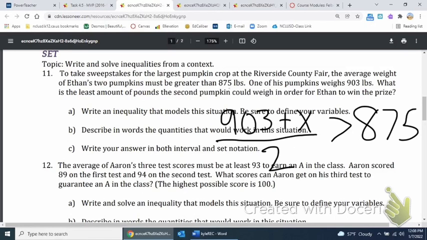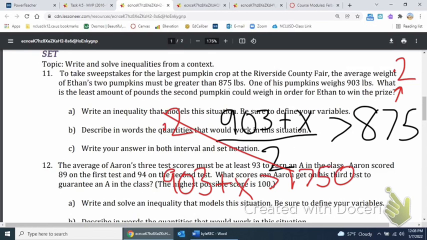Okay, so we have a problem like this with the fraction. How do we get rid of the bottom? Multiply. Multiply by it. So we want to do the left side times 2, and then the right side times 2 also. So on the left, those are going to cancel. And then we'd be left with just 903 plus X is greater than, what's that, 875 times 2, 1750, I think.